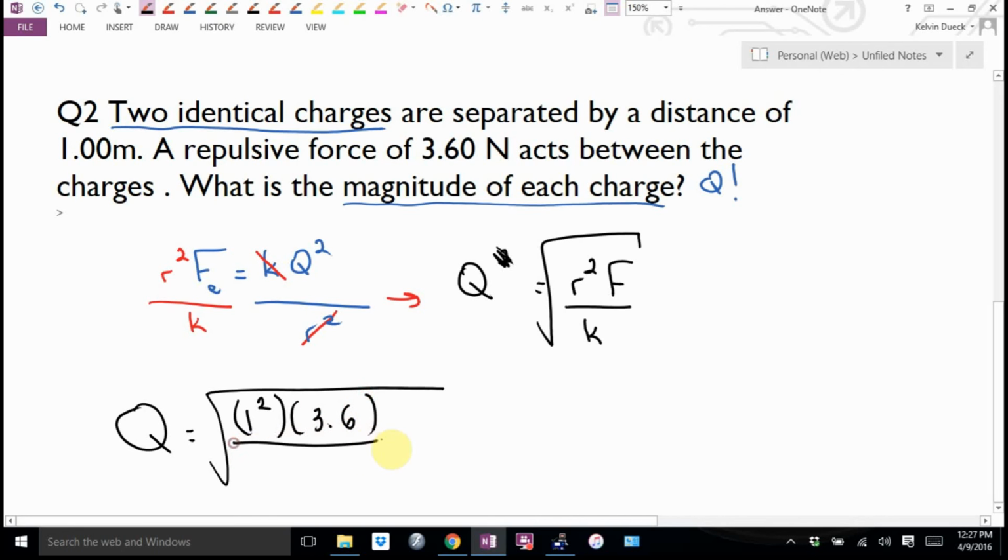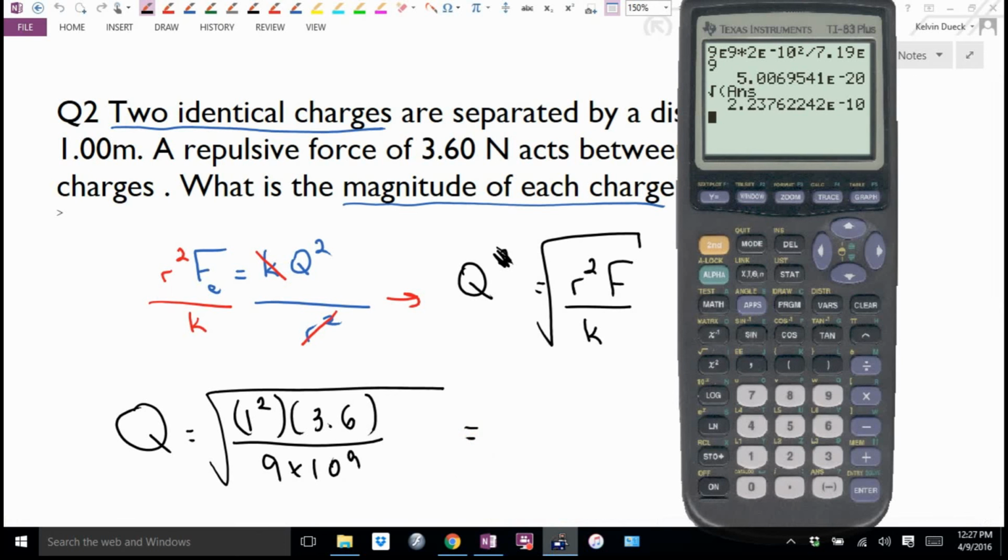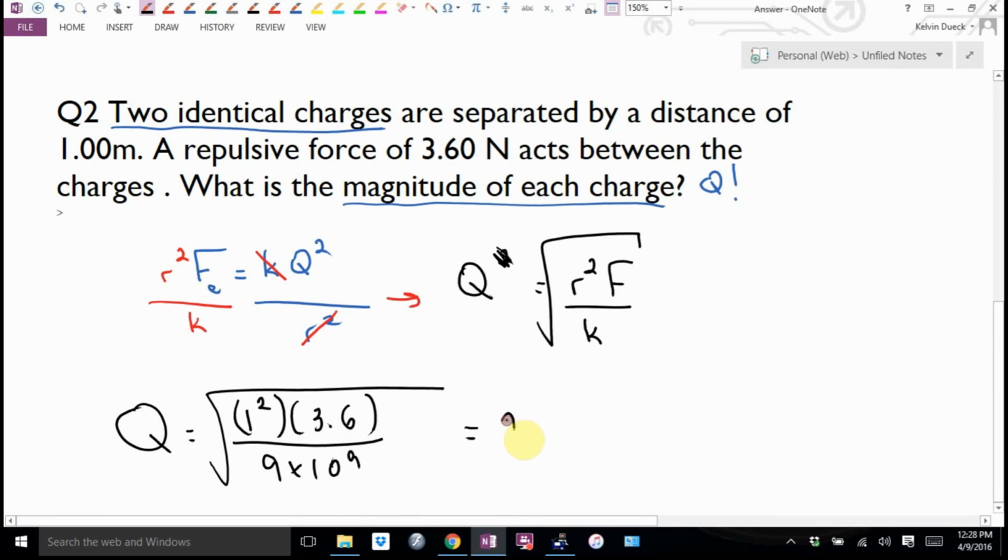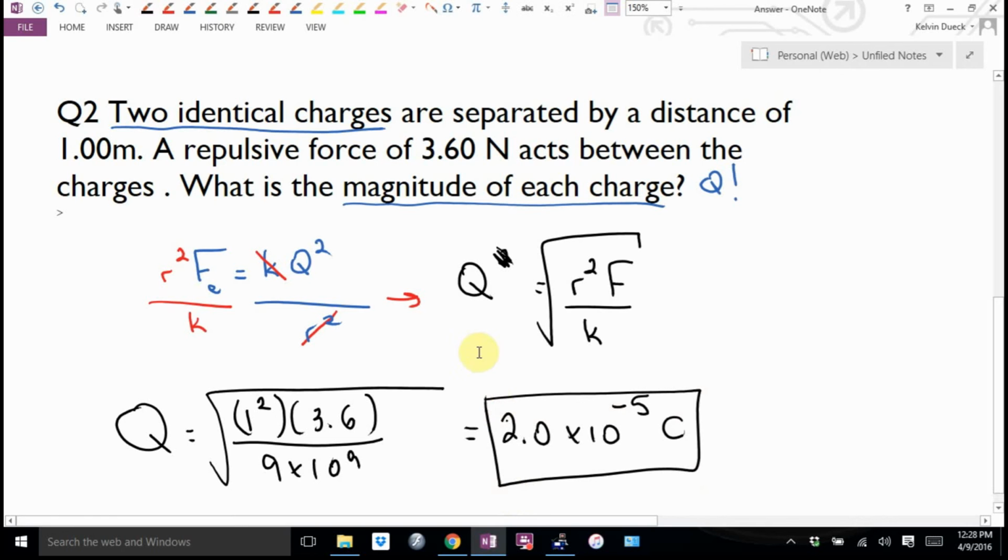3.6 all over 9 times 10 to the 9th. It's going to be 1 squared. I'm not going to bother typing that because 1 squared is just 1 times 3.6 is just going to be 3.6 divided by 9 times 10 to the 9th. Square root of that. I think 2 times 10 to the negative 5th, yeah? Yeah. 2.0 times 10 to the negative 5th, and charge is measured in coulombs. There you go.